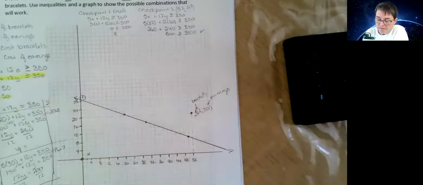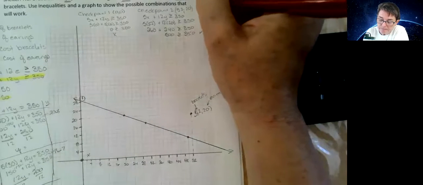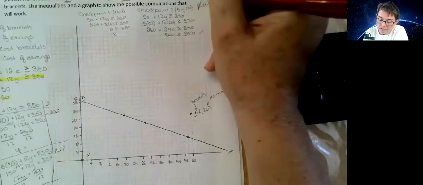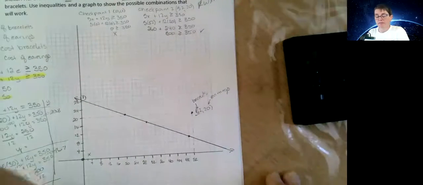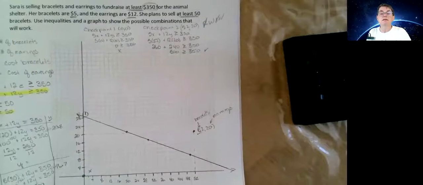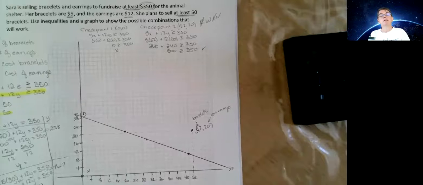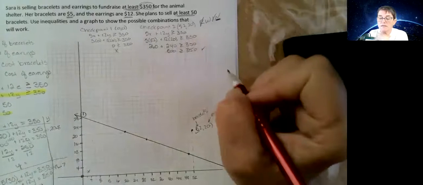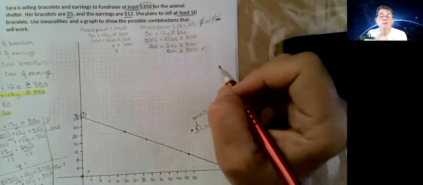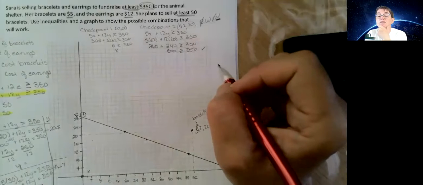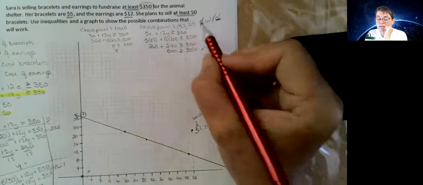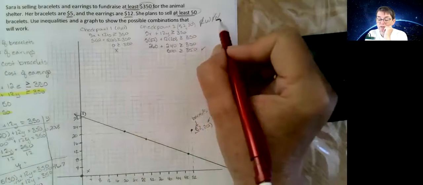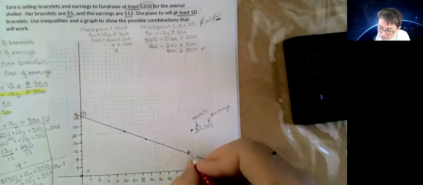Now, what do we need? Our domain. So it's not real, not integers. Whoopsies, because negatives don't make any sense. And she says she plans to sell at least 50. So let's go with natural numbers. Okay, so if you chose whole numbers for this question, I'm not going to argue too much with you. But because it says at least 50 of those, natural numbers make sense.